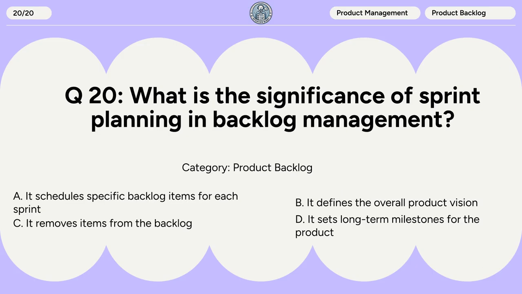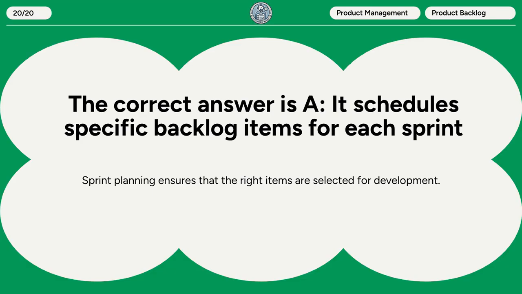Question 20. What is the significance of sprint planning in backlog management? A. It schedules specific backlog items for each sprint. B. It defines the overall product vision. C. It removes items from the backlog. D. It sets long-term milestones for the product. The correct answer is A. It schedules specific backlog items for each sprint. Sprint planning ensures that the right items are selected for development.